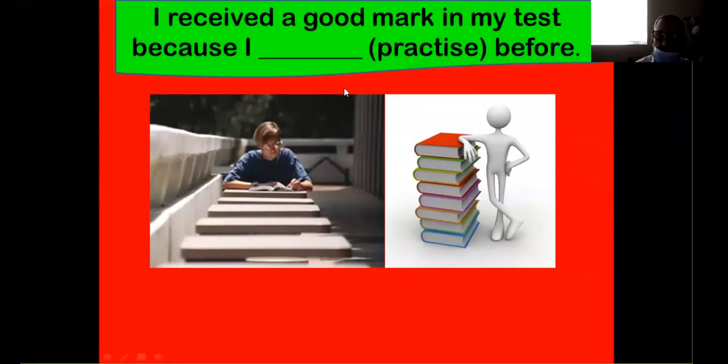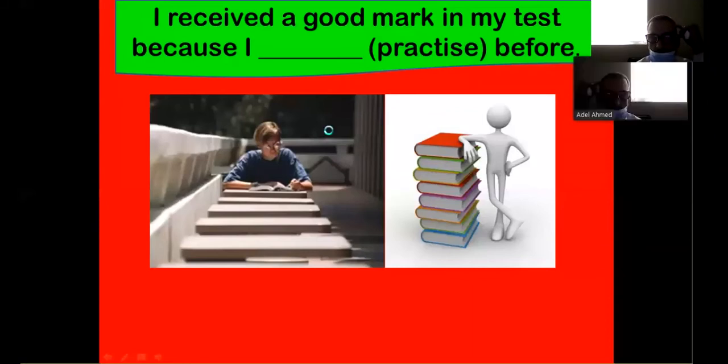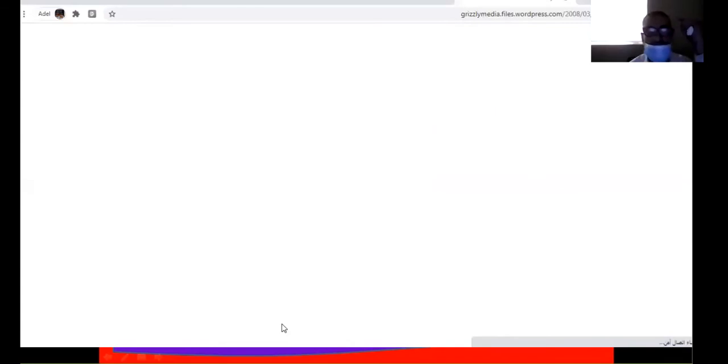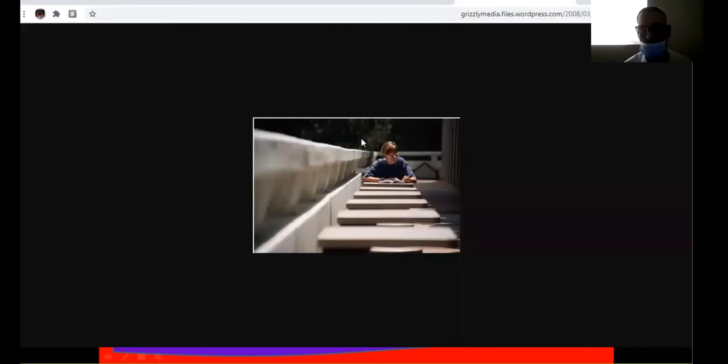Also, we are concentrating. I received a good mark in my test because, who can see? This is evaluation, of course. I had practiced. Maybe something wrong happened. I received a good mark in my test because I had practiced. Good. Good thing. Yes. Something happened in my computer. I don't know why.